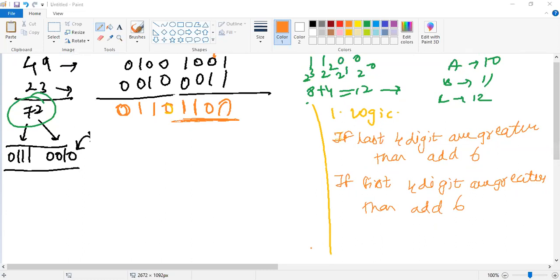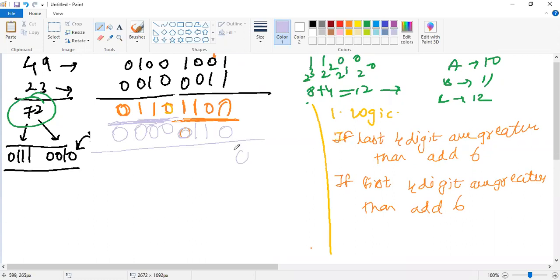If you observe this 4 digit, this is 12. So it's greater than 9 only. Then we have to add 6. So now we have added 6 here. Now if you observe this 4 digit, this is less than 9. So nothing we have to add. Nothing means we have to add 0 only.